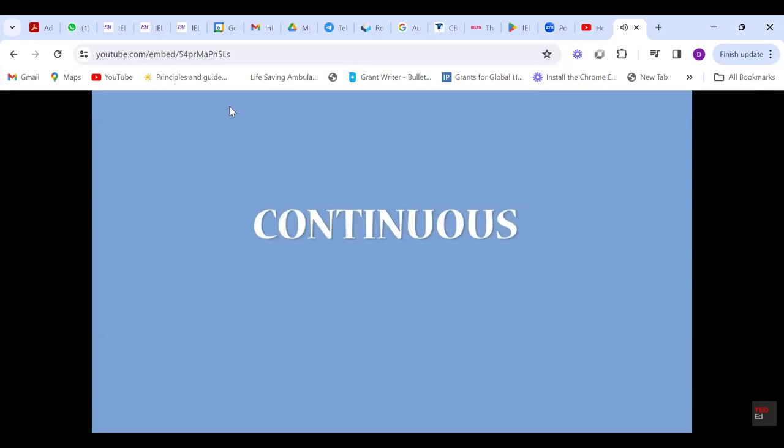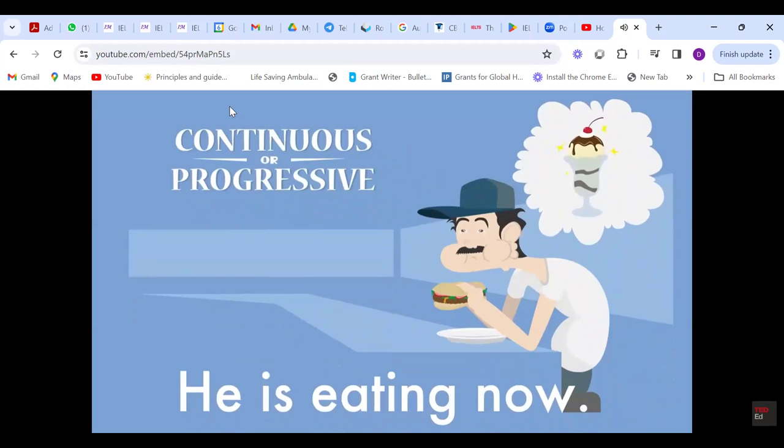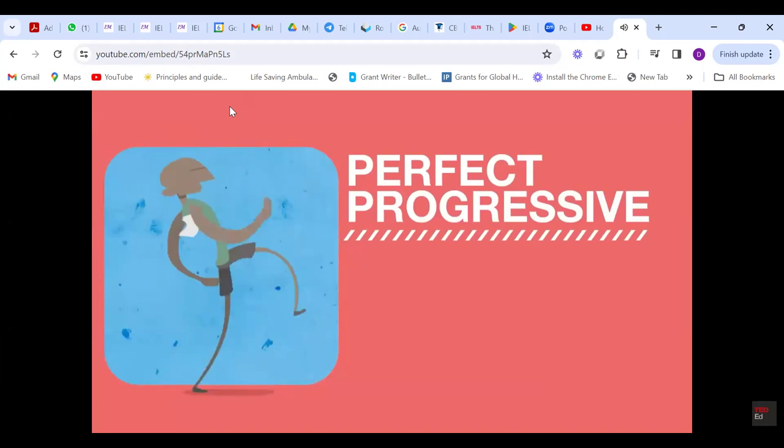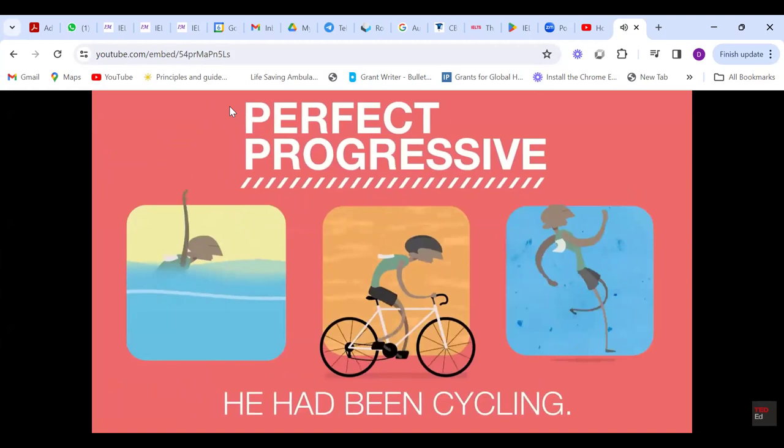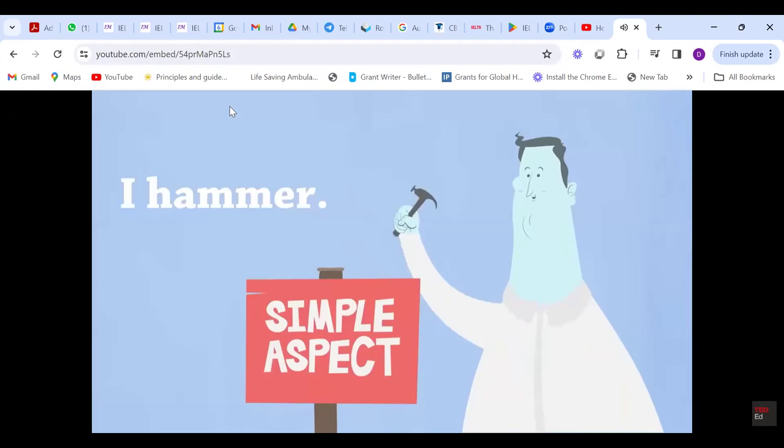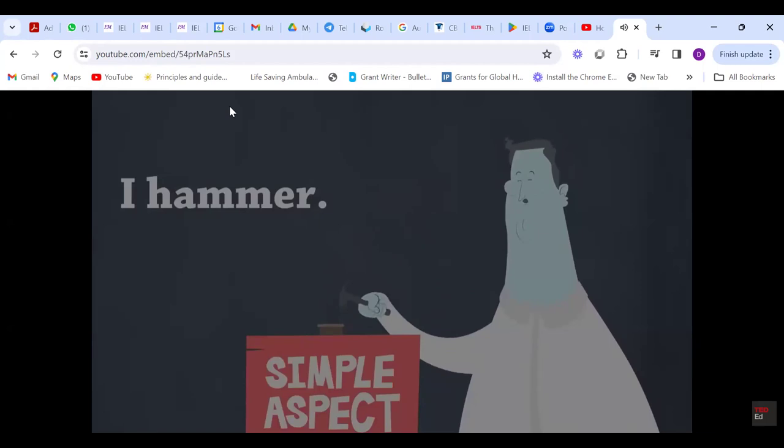In the continuous or progressive aspect, the actions are still happening at the time of reference. The perfect aspect describes actions that are finished. The perfect progressive aspect is a combination, describing a completed part of a continuous action. And finally, there's the simple aspect, the basic form of the past, present, and future tense, where an action is not specified as continuous or discrete. That's all a little hard to follow, so let's see how it works in action.